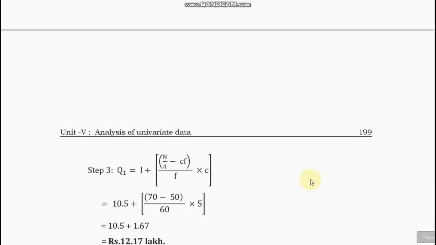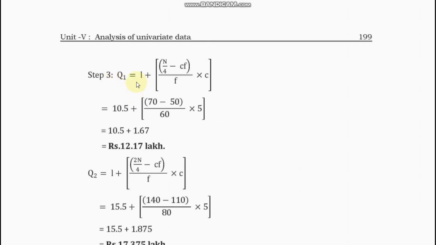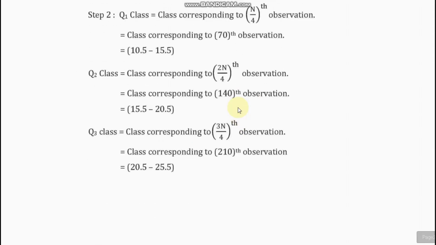Therefore, the Q1 value is L plus n by 4 minus Cf divided by f into C. That is 10.5 plus 70 minus Cf, where Cf is the cumulative frequency preceding the quartile class, that is 50, divided by f, the frequency of the quartile class, 60, into 5. So that results in 10.5 plus 1.67, that is 12.17.